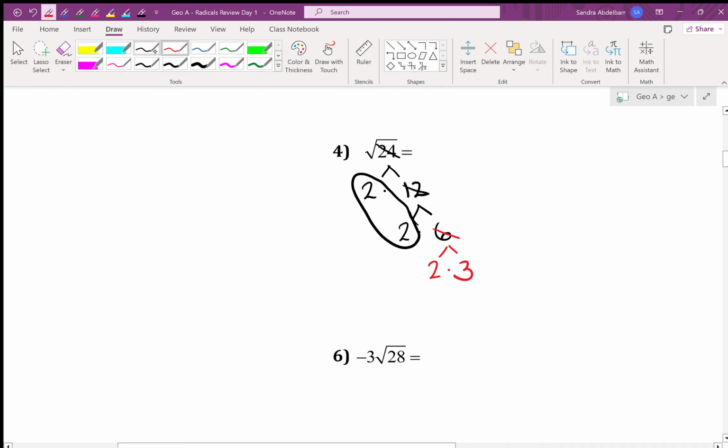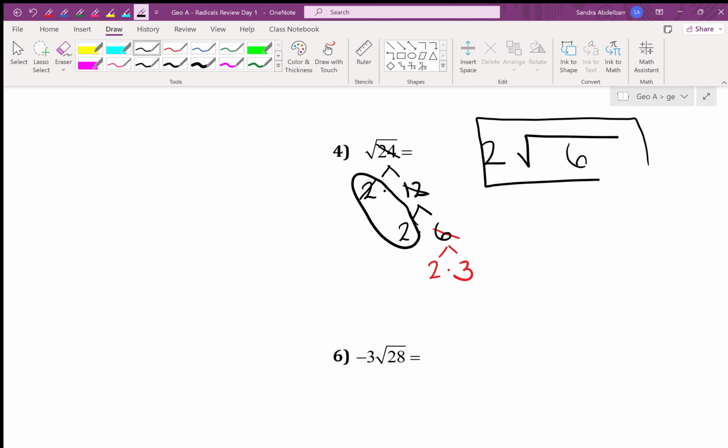Whatever we circle goes on the outside 1 time. So I circled 1 pair of 2s, so that means 1 2 is going on the outside. Now, whatever we didn't circle and didn't cross off goes back on the inside of the radical. So I have a 2 and a 3 going back on the inside. What should I do with that 2 and 3? Multiply them. So this becomes 2 root 6. Was it okay that I circled from different branches? Absolutely, it's okay to circle from different branches.